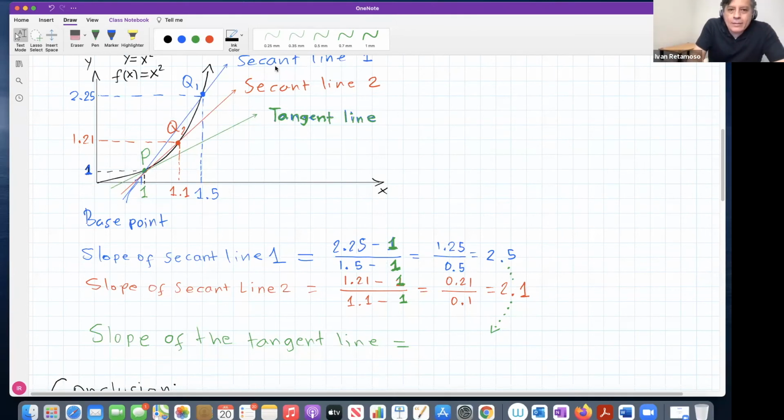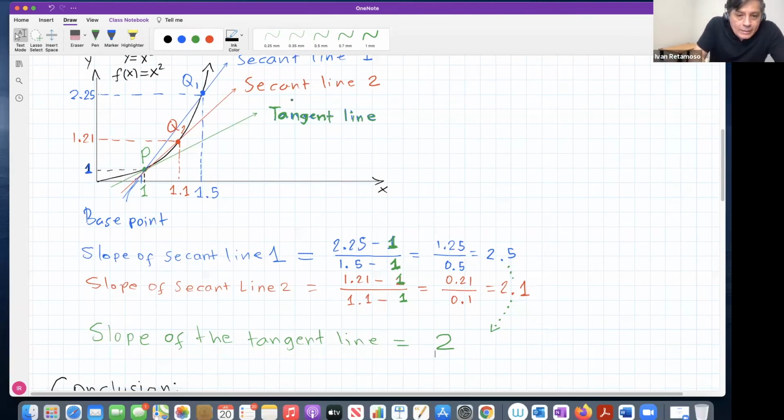But look, if this is coming down to something, right? And look at the slope here, bigger, less. This is going to 2, right? And if you take another point, let's say 1.01, and you do what I just did here, you compute the slope, I bet you're going to get something like 2.001, something like that, right? But what is important to notice is that these numbers coming down to 2 is the slope of this tangent line, right? That's the idea.